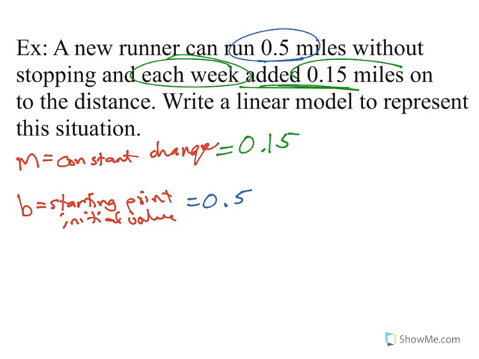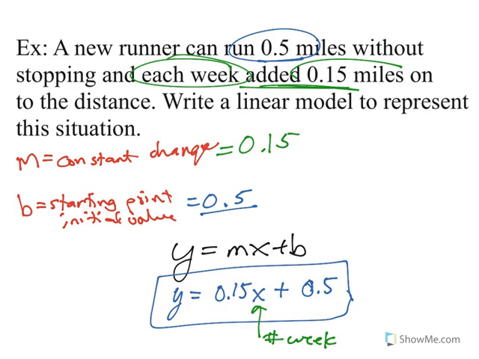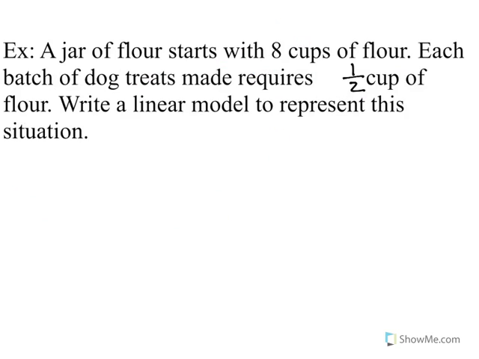So now that I know that, I can say, okay, well, if the general equation is y equals mx plus b, then let's go ahead and put in our m is 0.15, our b is 0.5, and this is positive. So we have y equals 0.15x plus 0.5. And that is our linear model. x represents the number of weeks, and y represents total miles. So I could say, like, after 6 weeks, then how much am I running? That kind of thing.